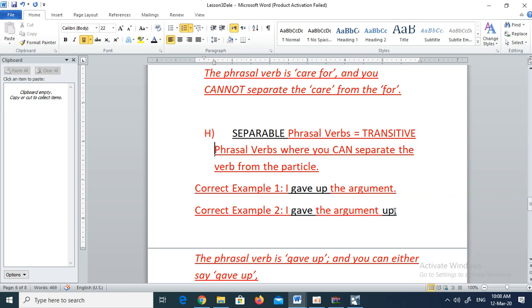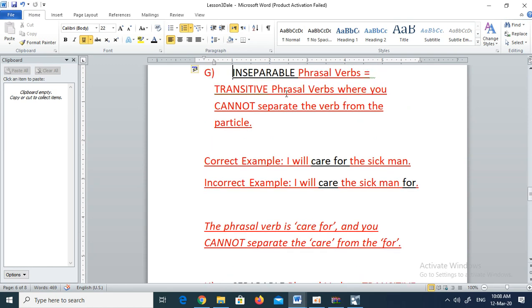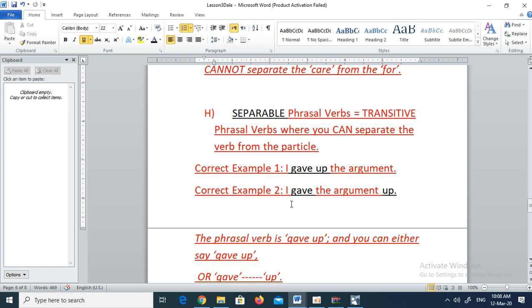This means that you can do it either way with a separable phrasal verb. You don't have to say I gave up the argument, you can. Or you can say I gave the argument up. Both of those will be correct because the verb is separable. Separable means you can break it down into two different parts. Remember, where it is inseparable, you cannot do that. So if the phrasal verb is inseparable, like care for, it is wrong to say, I will care the sick man for. But where it is separable, like gave up, you can say, I gave up the argument, or you can say, I gave the argument up.